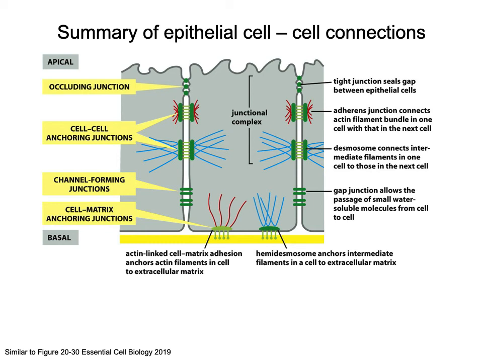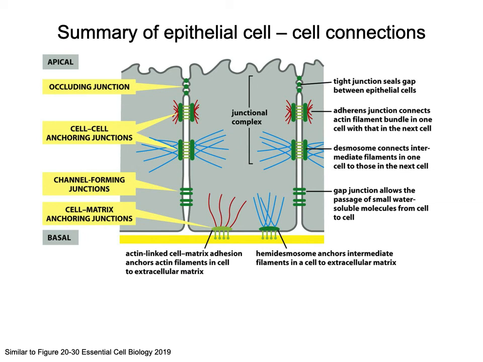This figure is a nice figure because it summarizes the cell connections that we would see in these epithelial sheets. Again, we have these occluding junctions, or tight junctions, and they form a seal, a waterproof barrier that doesn't allow material to leak from the basal to the apical side. It has to go through the cell. At the same time, things can't go apical to basal without going through the cell.